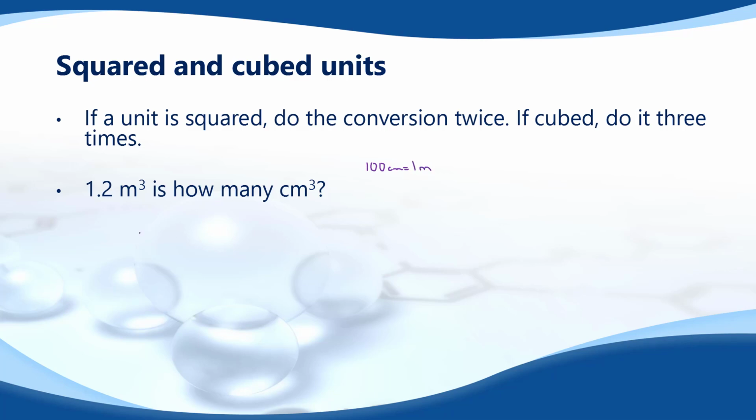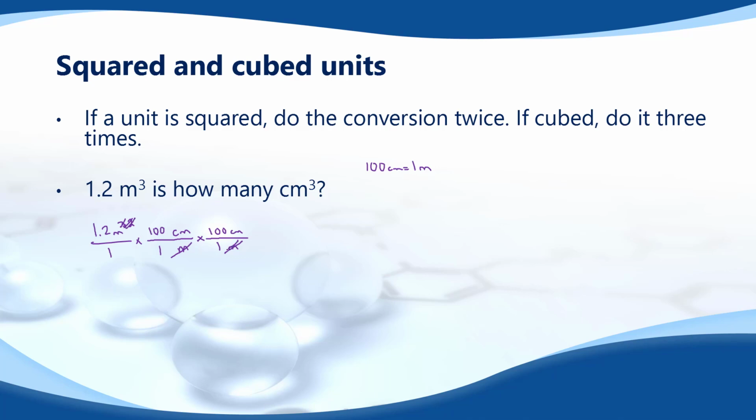What I'm going to do is 1.2 meters cubed over 1. I'm going to convert to centimeters, so 100 centimeters over 1 meter. Now notice what happens here. The meter in the denominator of my conversion factor cancels out one of the 3 meters in my numerator. So now I have meters squared centimeters. I'm not quite done yet, so I'm going to do this again. Another 100 centimeters over 1 meter. That cancels out the second meter, leaving 1 left.